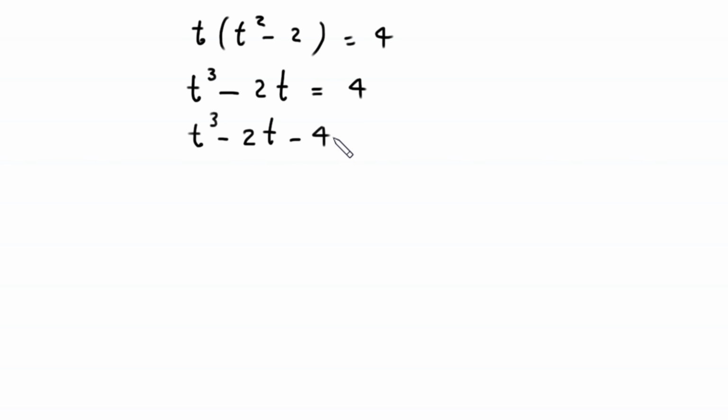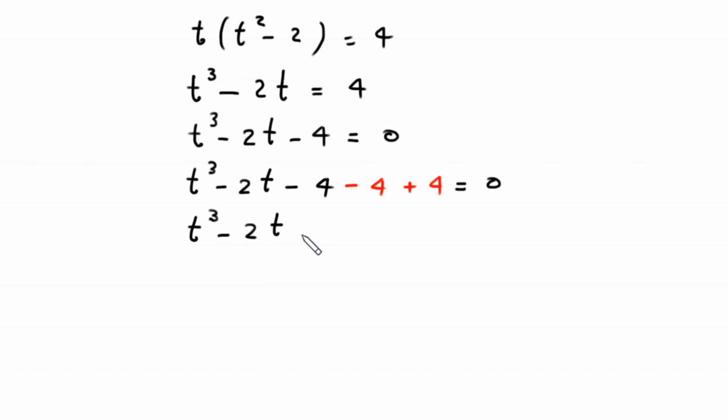is equal to 0. Now in this expression we subtract and add 4 like this: t³ minus 2t minus 4, we subtract 4 and we add 4, is equal to 0. Further simplify, this will become t³ minus 2t minus 8 plus 4 is equal to 0.